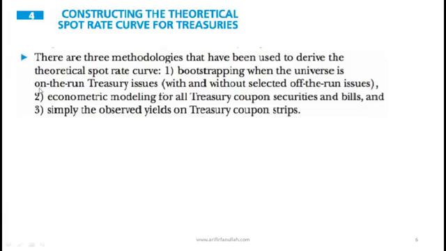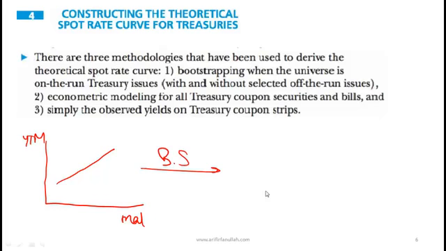But the three methodologies that have been used to derive the theoretical spot rate curve, do you remember briefly what this was all about? You might have a yield curve where you have yield to maturity on the y-axis, maturity on the x-axis, and we use this method called bootstrapping to come up with what? What do we have on the x-axis? Still different maturities, so 1 year, 2 years, 3 years, and what's the y-axis?